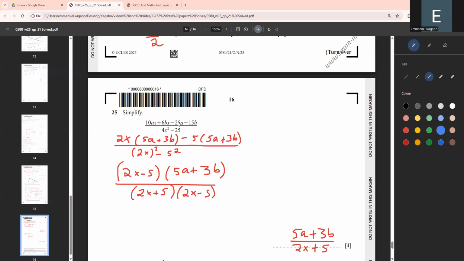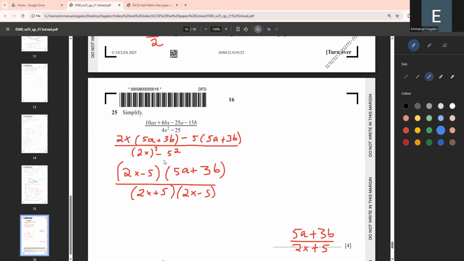What's the common factor here? 25 and 15 will be 5. What stays inside? It will be 5a. And because I factorize minus 5, the sign here will change and it will be 3b. Now, this one you have to see is the difference of 2 squares, and that's why I wrote 2x squared minus 5 squared.